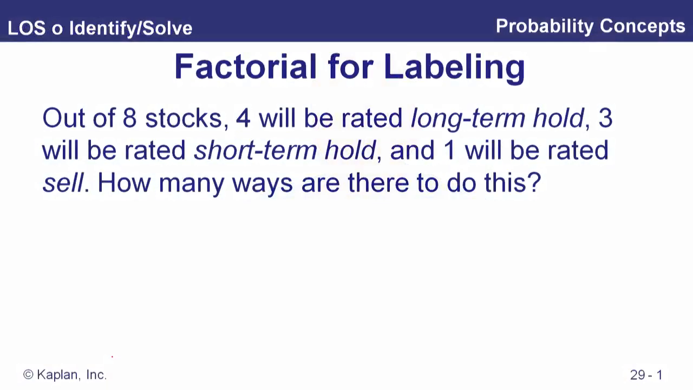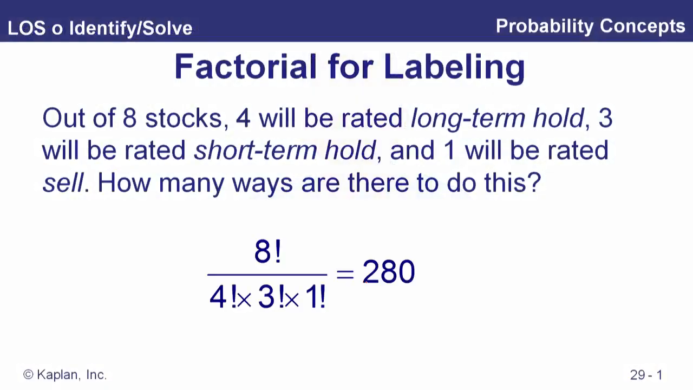Okay, factorials for labeling. Now, a factorial, when we have 4 factorial, just as a refresher, that is 4 times 3 times 2 times 1. And there's a factorial key on your Texas Instruments calculator. So we've got 8 stocks, and we're going to rate 4 of them long-term hold, 3 will be rated short-term hold, and 1 will be rated sell. And we want to know how many different ways there are to do this.